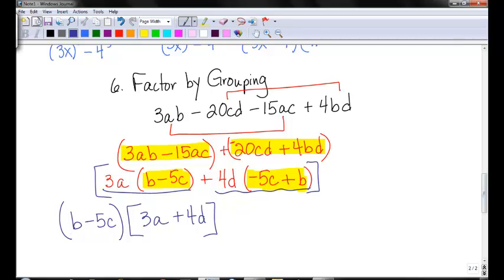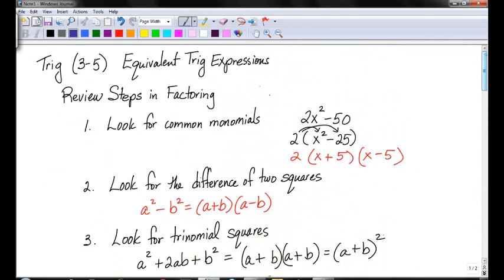Okay? So go back up to the top. Everywhere you see an x, I'm going to put in a trig expression. Okay? So, example. Instead of this, I'm going to do 2 sine squared theta minus 50. What's in common? 2. What's left? Sine squared theta minus 25. Inside, that's a difference of 2 squares. I'm going to factor it into sine of theta plus 5, sine of theta minus 5.